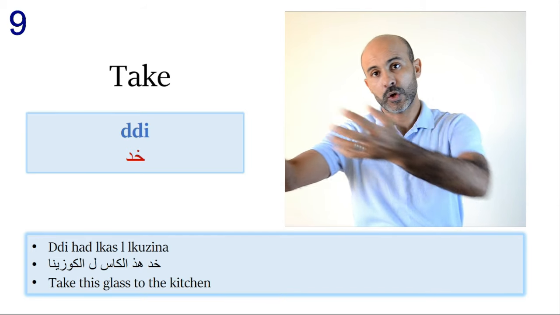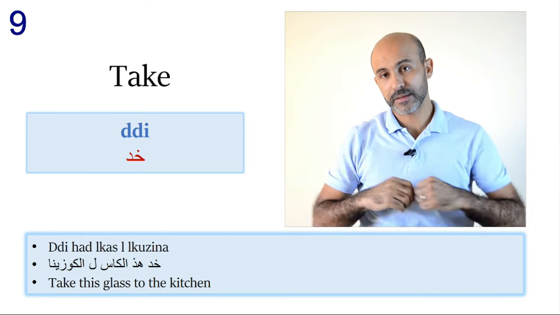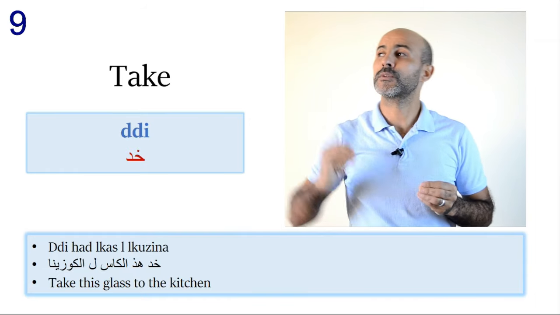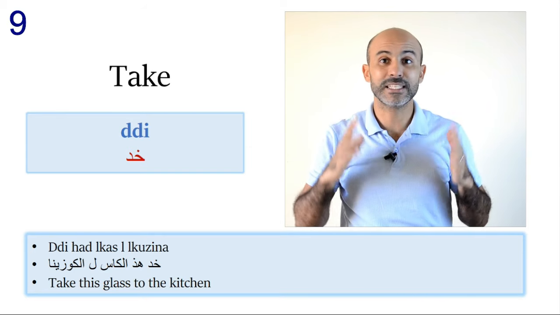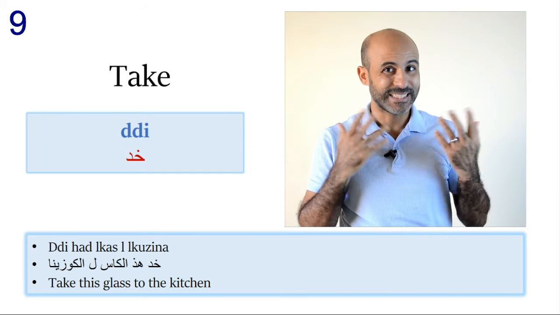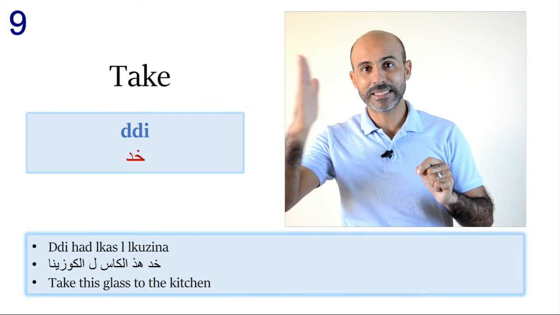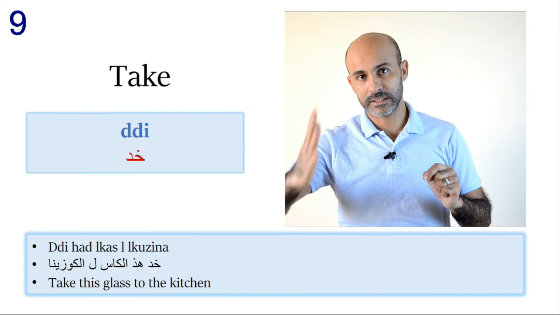And the opposite, in Darija we have to take something from here to another place. So before we saw جيب is to bring something here. Now take something from this point, or from where I am, to some other place is the verb دي. دي, دي, ديو.